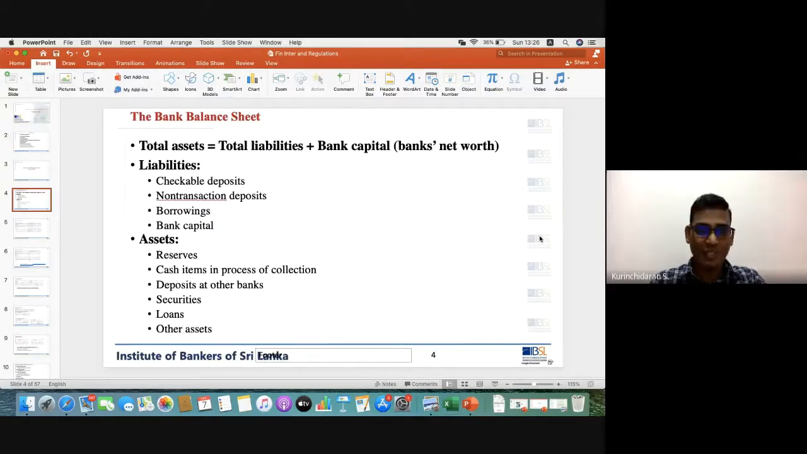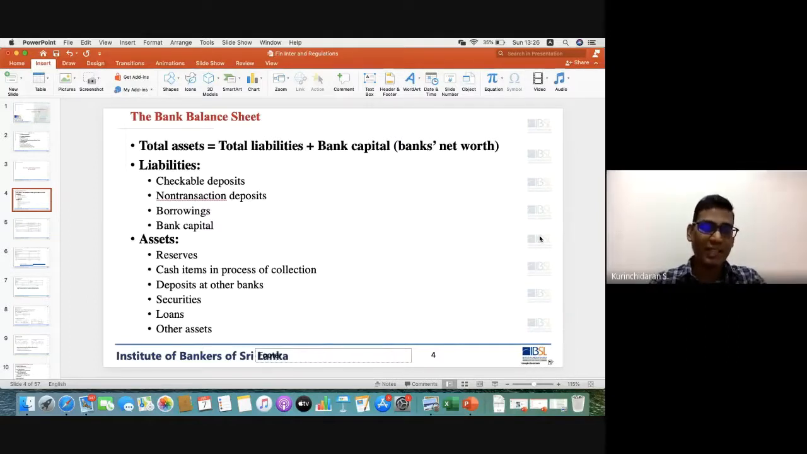Look at this bank balance sheet. You can see the bank balance sheet here. As in any entity, you have the formula that total assets equal total liabilities plus bank capital. When we say bank capital, that's the bank's net worth. So this is the basic formula of a balance sheet: in any entity, the total assets would be equal to total liabilities plus capital. Okay, now first look at that.